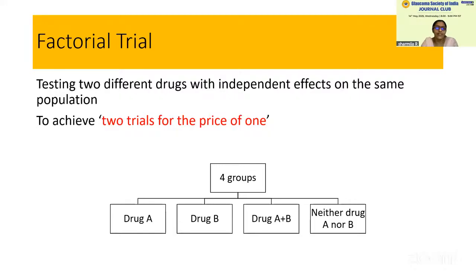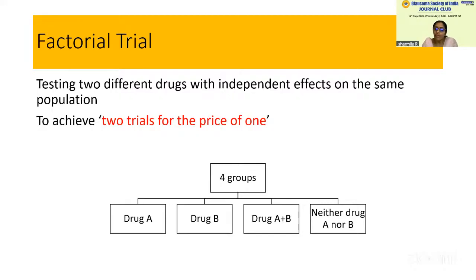Moving on to the factorial trial. Here you test two different drugs with totally independent effects on the same population. The advantage of this is you do two trials for the price of one. Any clinical trial includes a lot of manpower, money power, etc. So here you do multiple things in one particular trial.